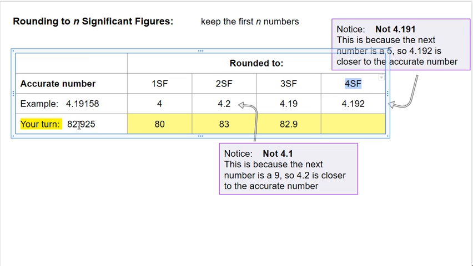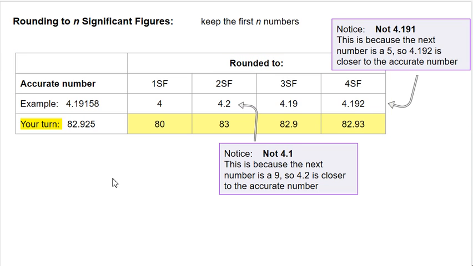Final one, four significant figures. 82.92, they're the ones I can keep, but should I make it 82.93 instead? Well, the next number coming later is a 5, which is quite a big number, so 5s round up. So if you see a 5 next, it always rounds up. So we're going to have 82.93 here. Great. Now, hopefully that helped, and hopefully that made sense.